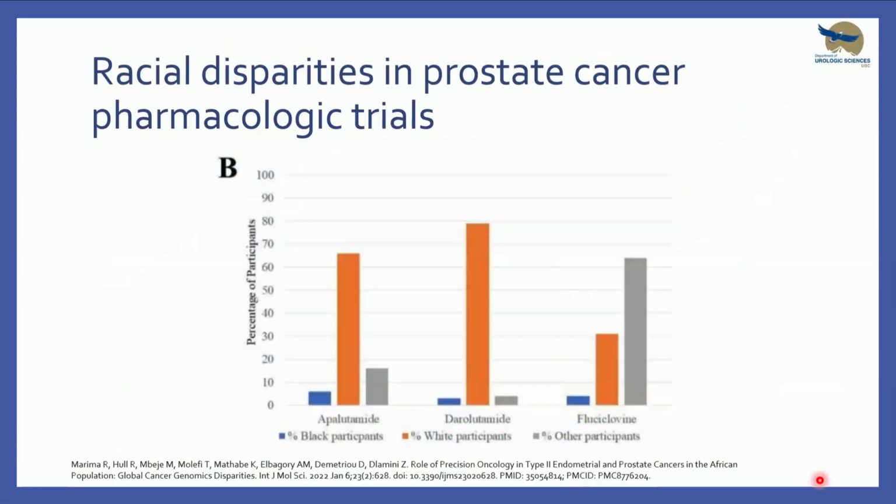And then I think it's interesting to also discuss that there are racial disparities also in pharmacologic trials. So this paper really aggregated a bunch of the trials for some of the big prostate cancer treatments, so apalutamide, darolutamide, fluciclovine, so PSMA PET, and showed that the percentage of Black participants in these trials was under 10% easily for each. And Black people make up 14.4% of the US population. So if we assume that a large proportion, or at least some, of these trials were done in the US, this isn't a representative proportion of the US population.